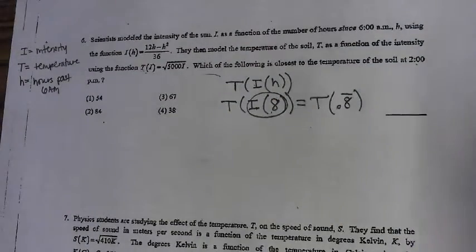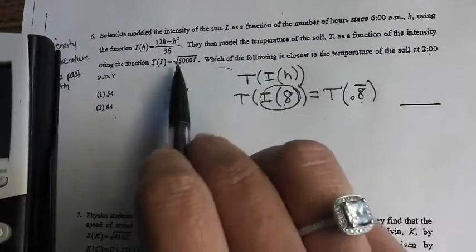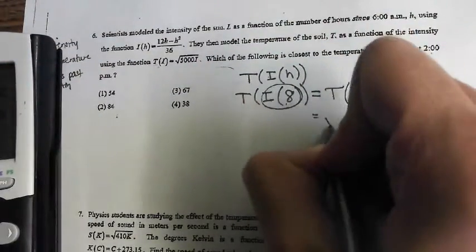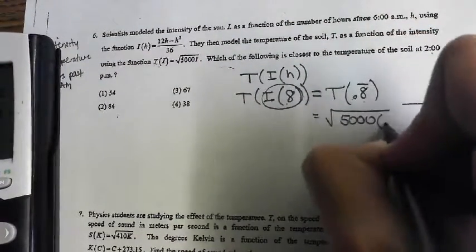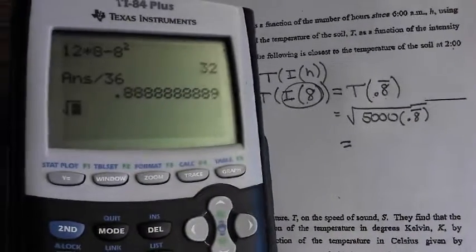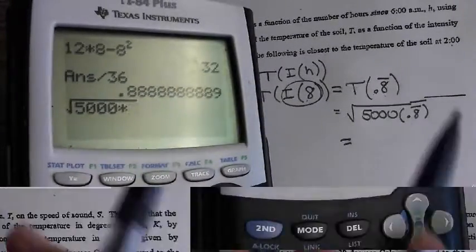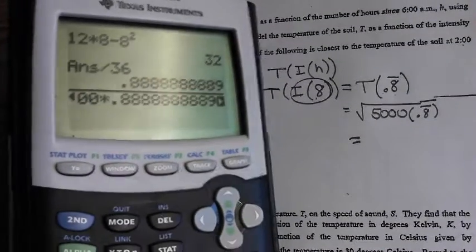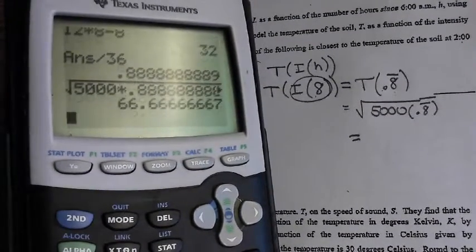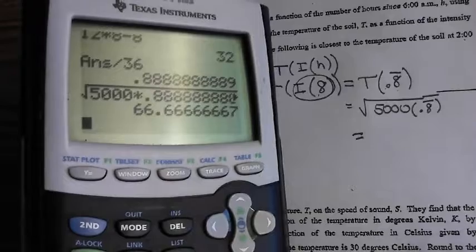Great. The intensity at 2 p.m. is 0.8 repeating, whatever that means. I don't know what the units are on intensity. And then the temperature at that intensity level, I'm going to use this formula. So that's going to be the square root of 5,000 times that 0.8 repeating. You guys know that rather than copying that down, you can just go up and select, hit enter, and it will draw that down for you, because you want to use exact decimals. You don't want to round that to 0.9 because you'll get a very different answer. Not very different, but it will be off.